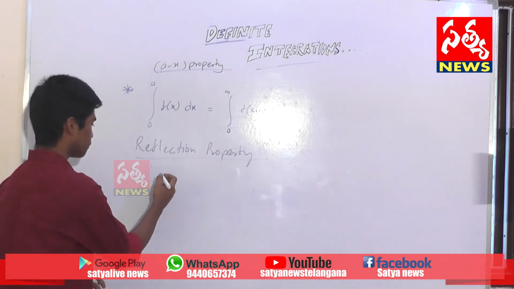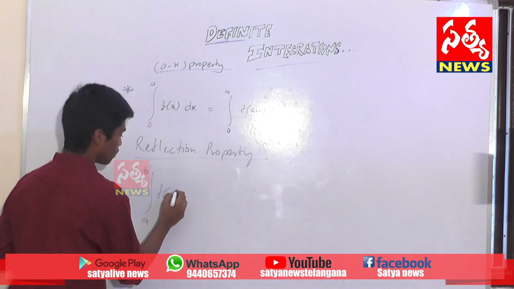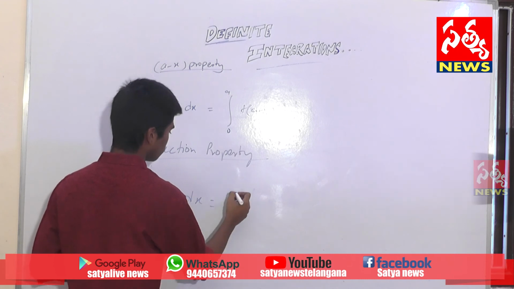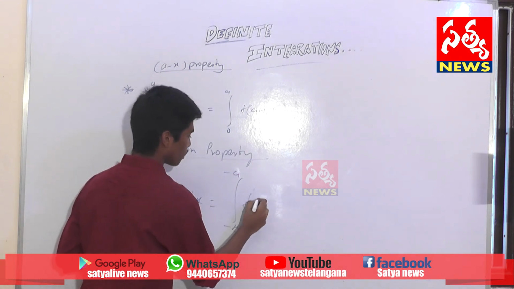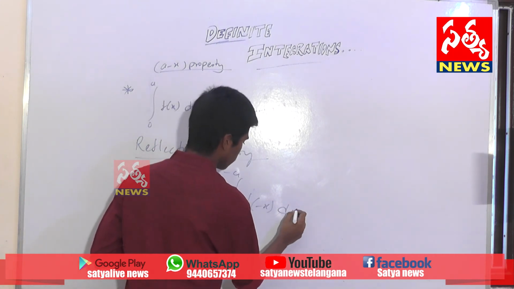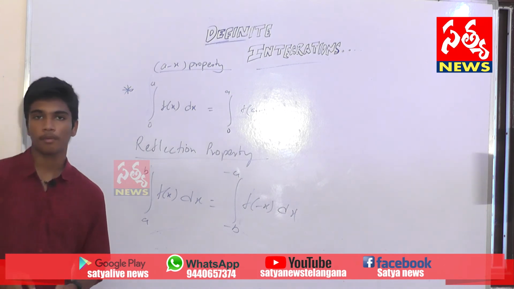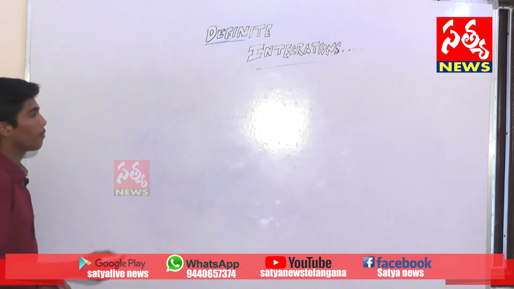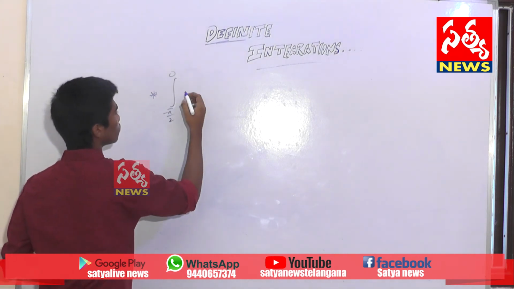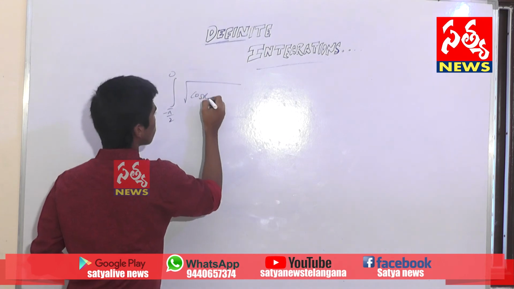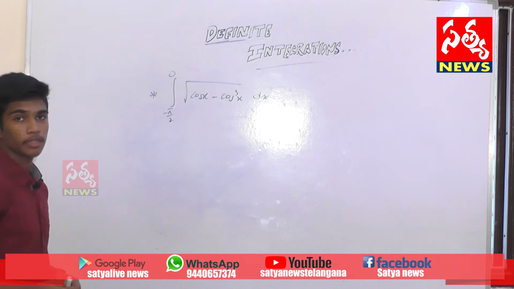The reflection property: integration of a to b f of x dx is equals to integration of minus b to minus a f of minus x dx. Okay, now we will discuss some problems. The problem is integration of minus pi by 2 to 0 under root cos x minus cos cube x dx. Think it for a while.